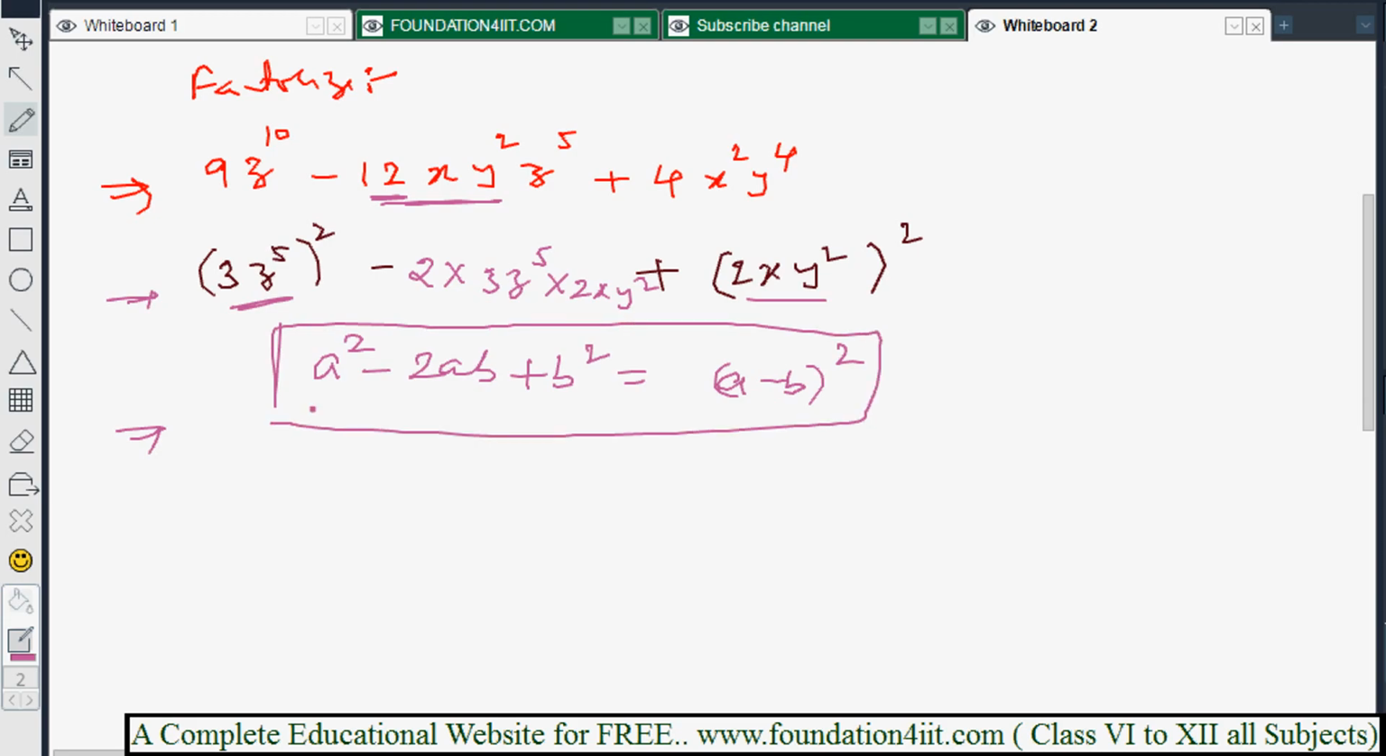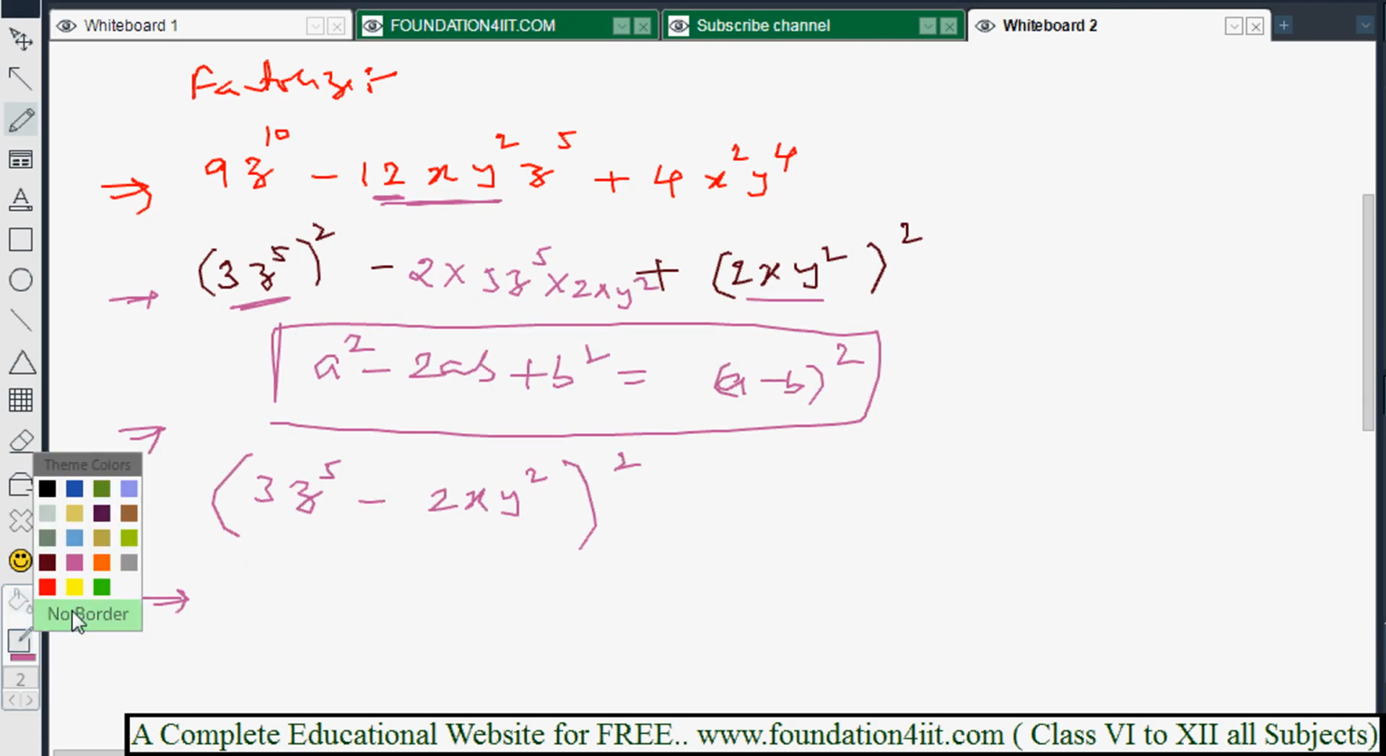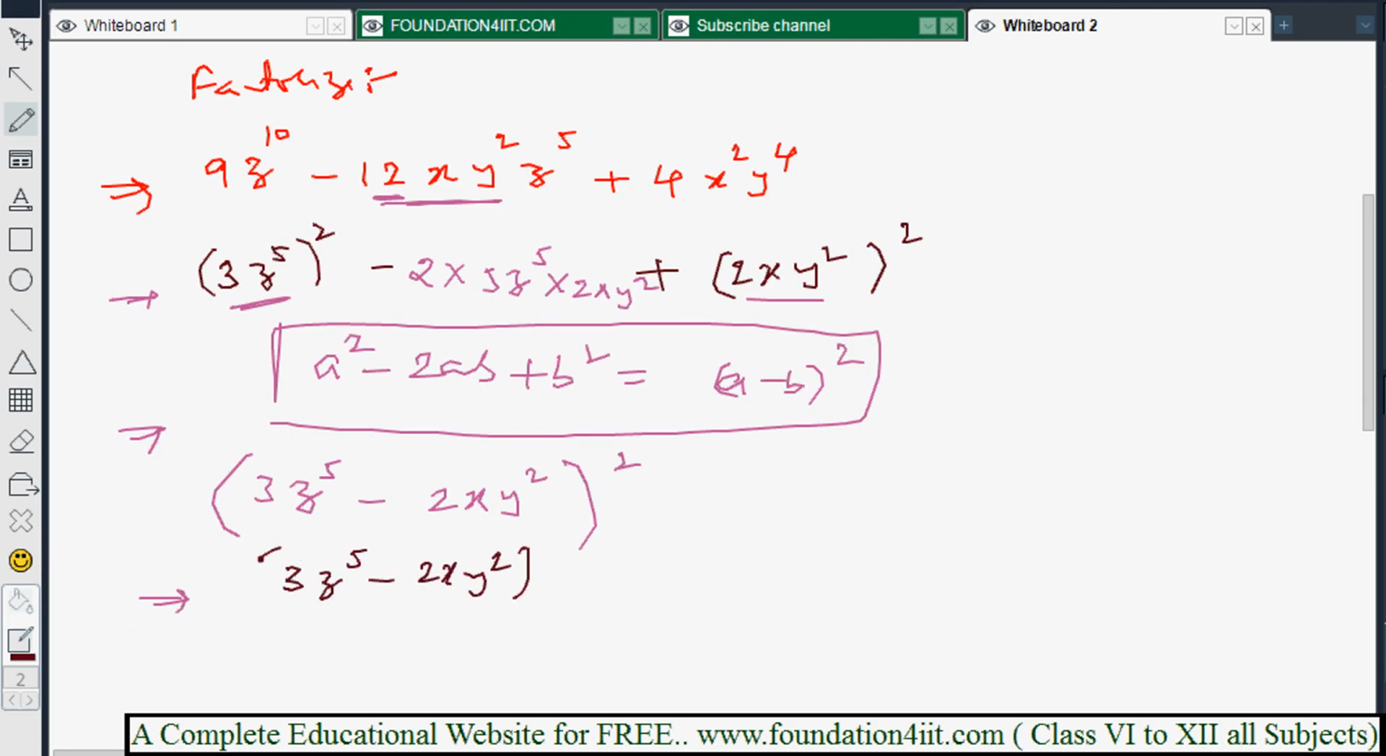But in the place of a, 3z power 5. In the place of b, that is 2xy square, whole square. That's it. So you can stop like this also. Otherwise you can write the same one 2 times. That is (3z power 5 minus 2xy square) into the same, whole square it is, right? So 3z power 5 minus 2xy square. Fine. So we can do these problems like this.